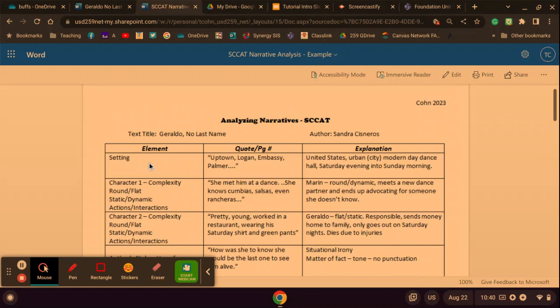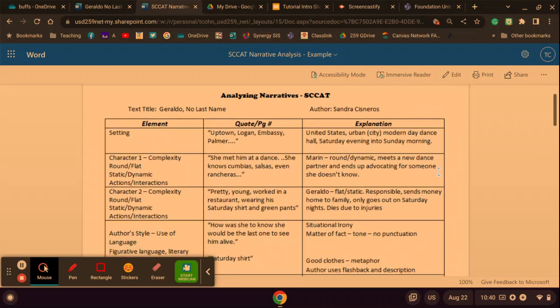So the setting, the quote is Uptown, Logan, Embassy, Palmer. This indicates that this is the United States. It's in an urban location or a city. It's a modern day dance hall. It's Saturday evening into Sunday morning. Okay.